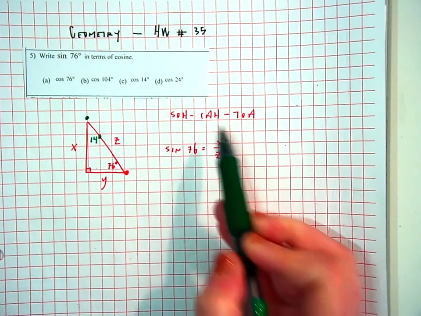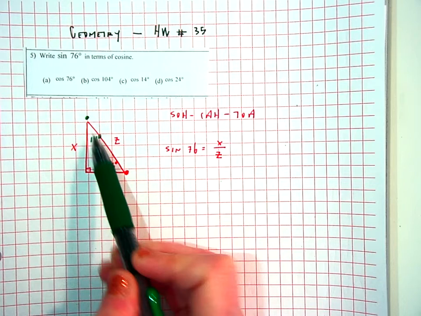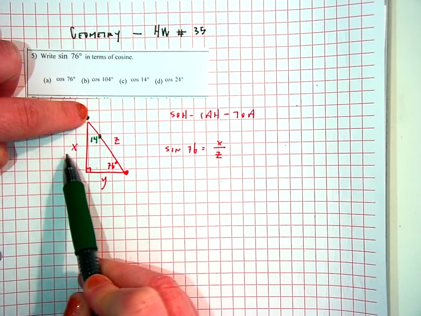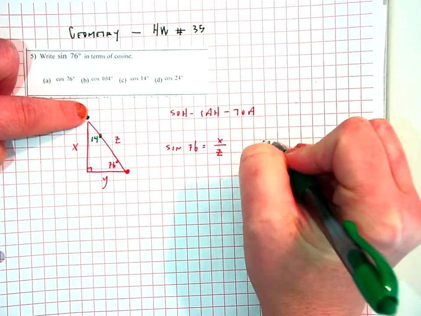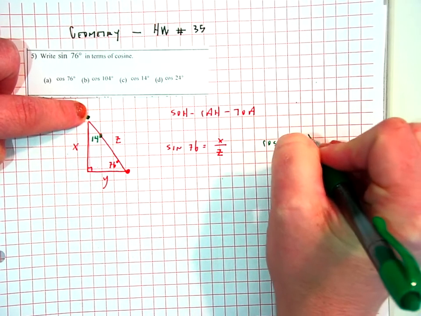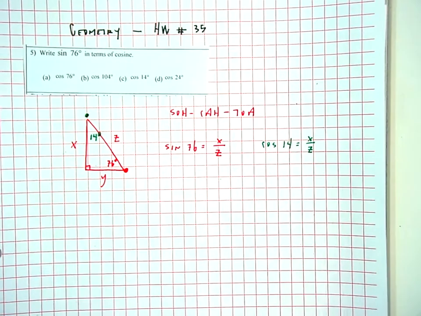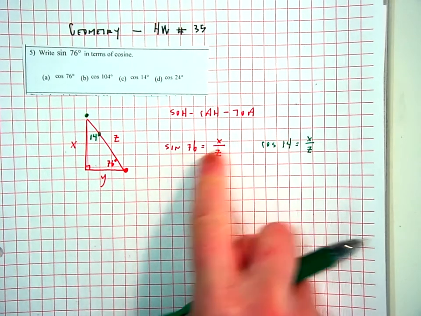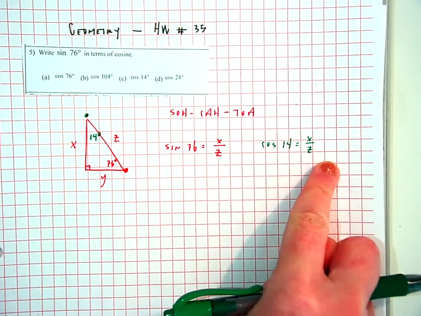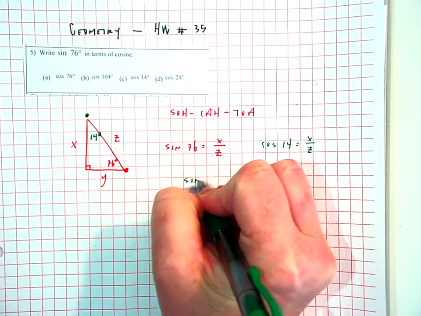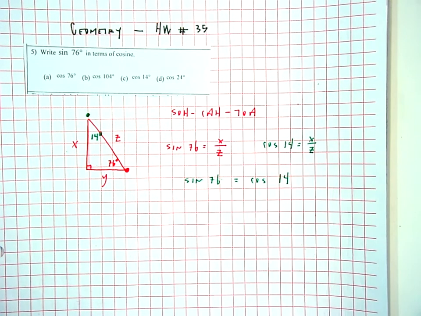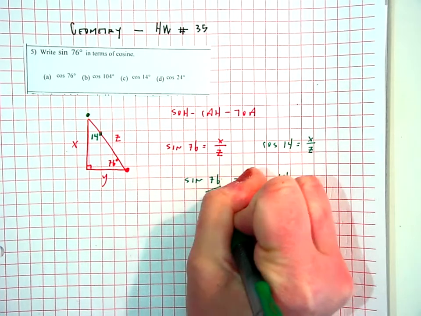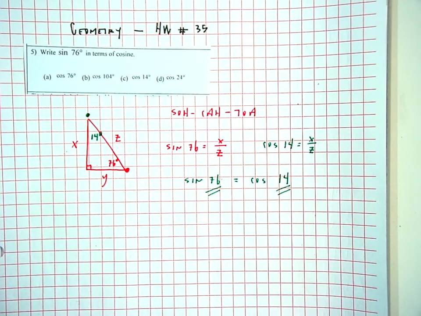So cosine is the adjacent to the hypotenuse. So over here, I can see that my adjacent side is x and my hypotenuse is z. So I know that cosine 14 will give me that same ratio of x to z. So then, transitive property, if sine 76 is x to z, cosine 14 is x to z, well then I can say that sine 76 will be equal to cosine 14. So what I'm noticing then is that these angles in these two slots are always going to be complementary. Together they will add up to 90 degrees.